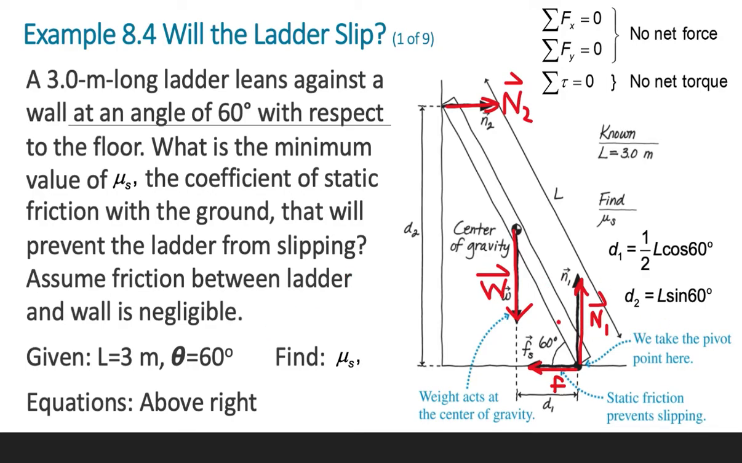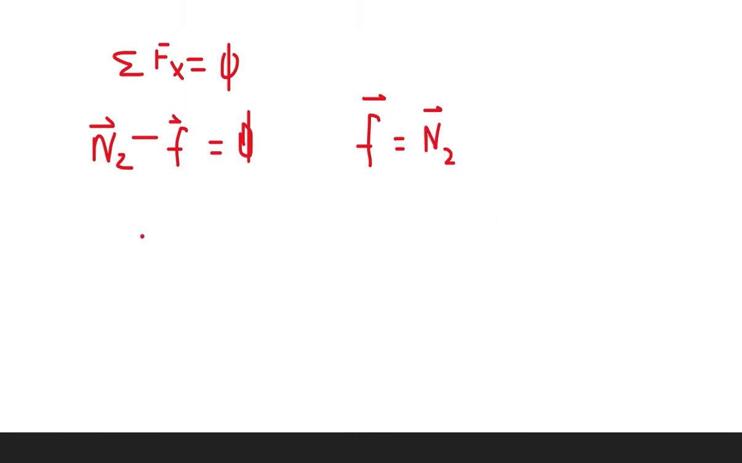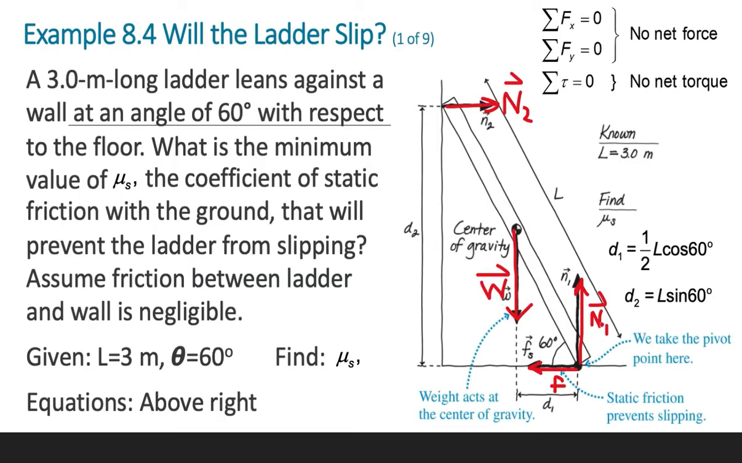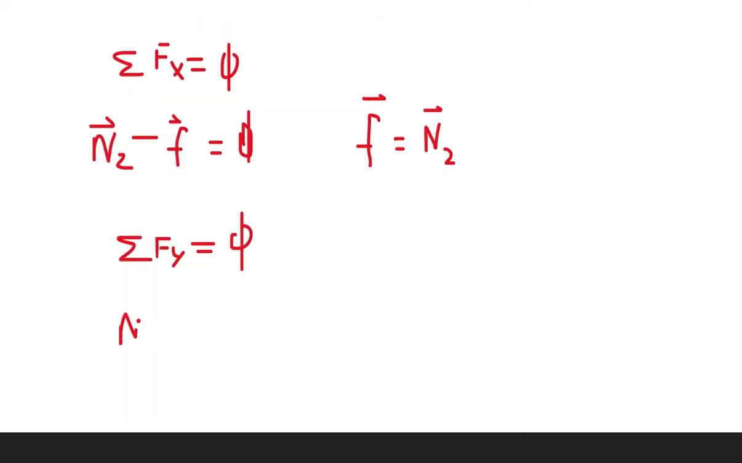Now let's look at sum of the forces in the y direction. Sum of the forces in the y direction is also equal to 0. We work on the left-hand side. We have normal force 1 going up and weight going down. So you've got the normal force 1 pushing up minus the weight going down. And we set that equal to 0. And now we can solve for the normal force 1, which is equal to the weight.